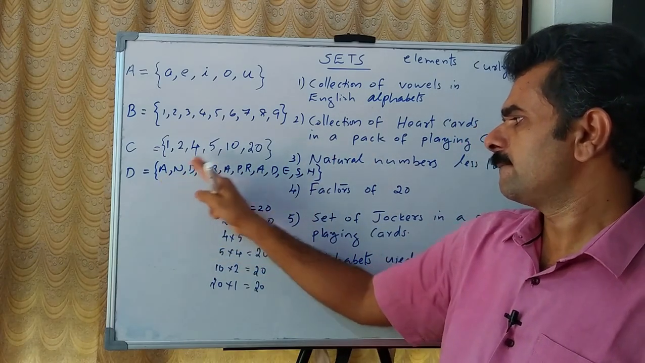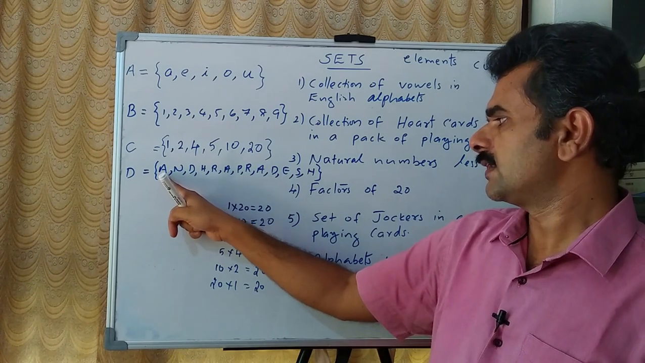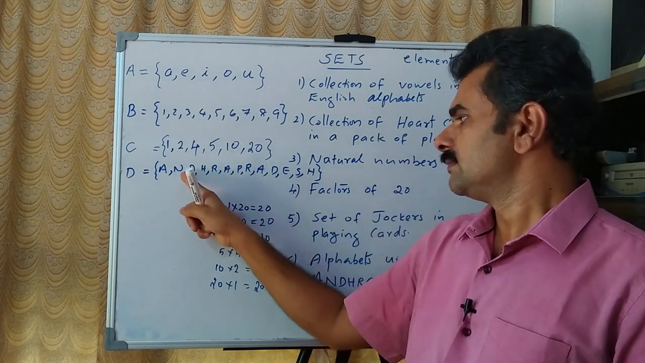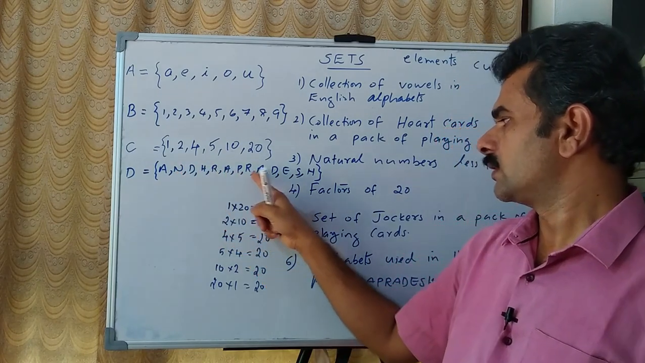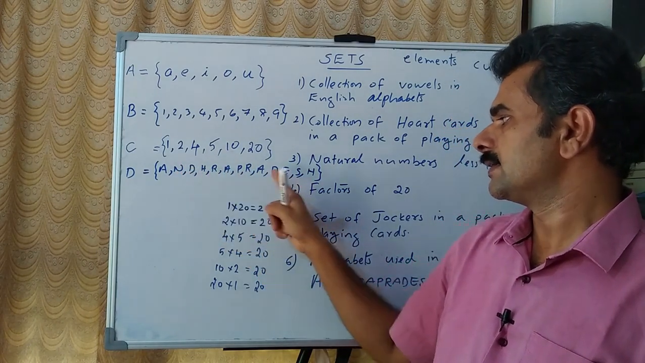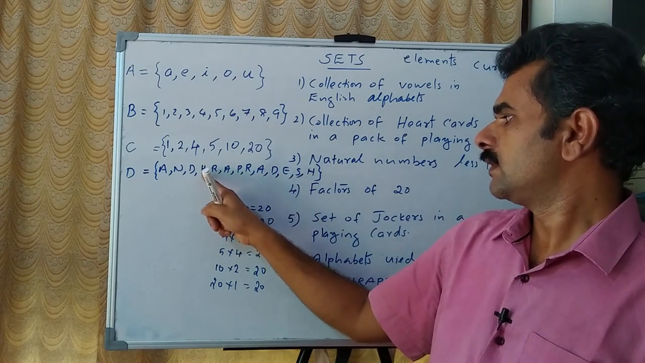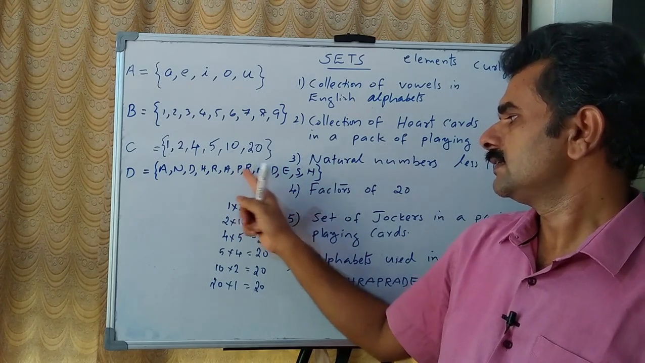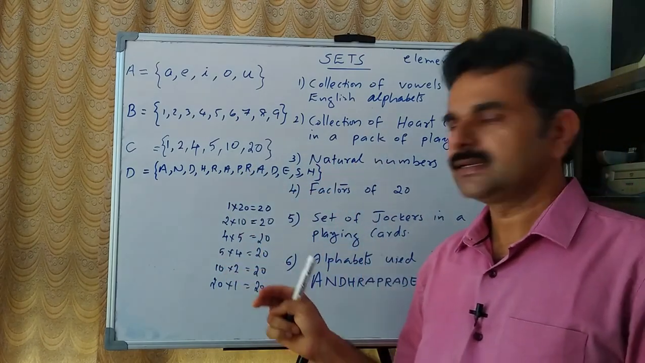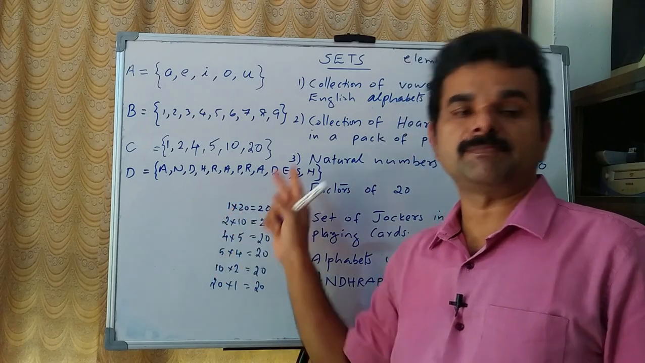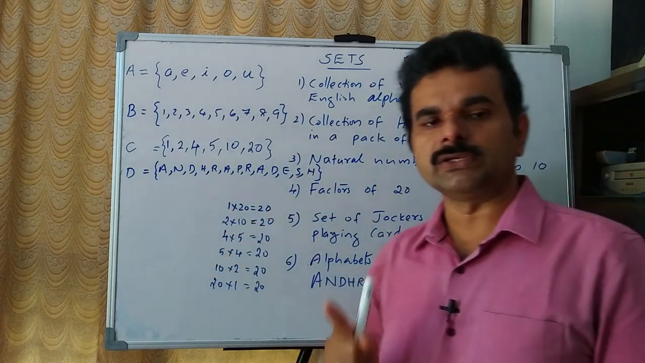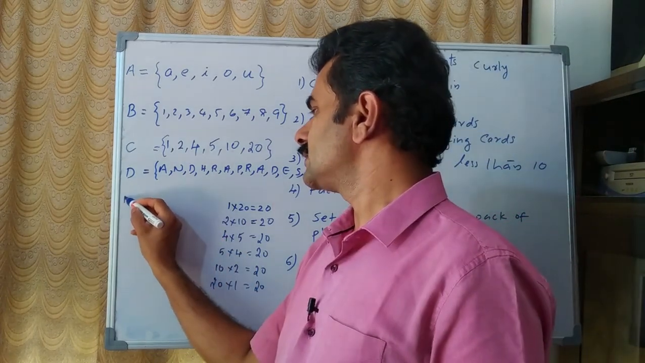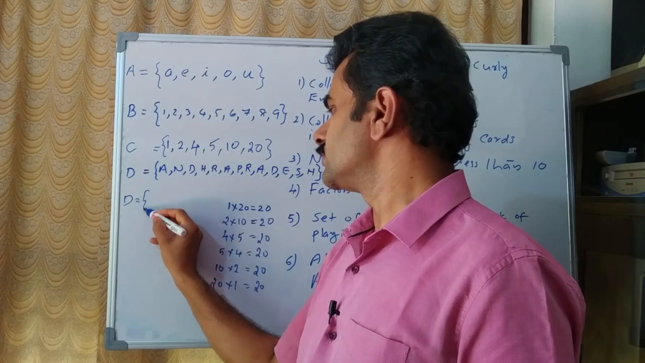Here, A is repeated. There are two A's. Similarly, N is not repeated. D is repeated. H repeating. R repeating. So, in a set, elements need not be repeated. One element is used once in a set. So, this D can be further written as D is equal to set A.